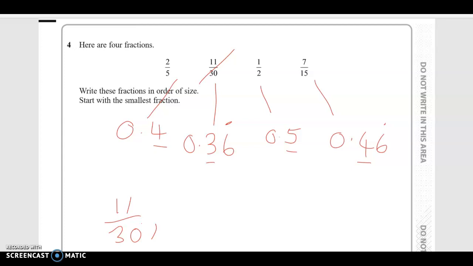Well, the one that only just has 0.4, because if it has anything else after it, it makes it bigger. So that means my 2/5 are next. Let's cross that out. Then I know that my 7/15 is next because that also has 0.4. And then finally I have my half. So there is your answer to this calculator question.